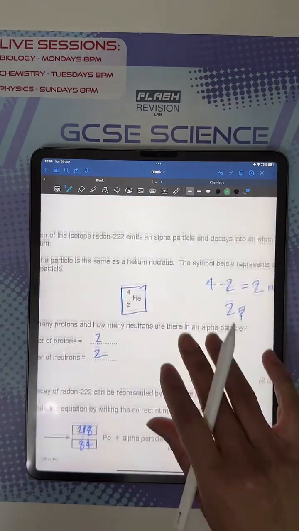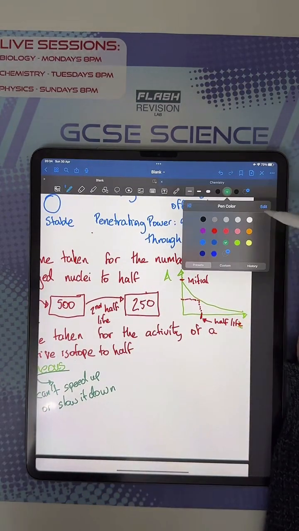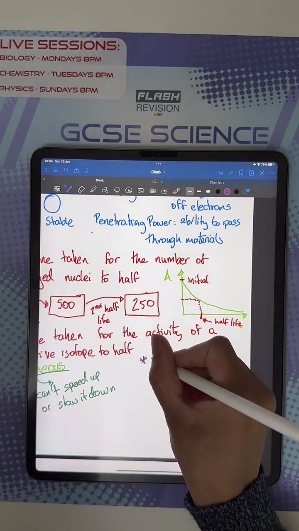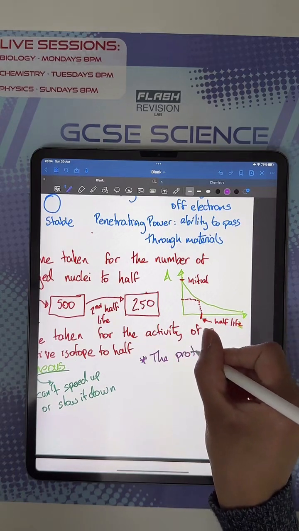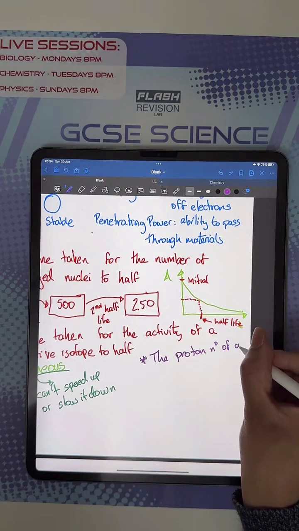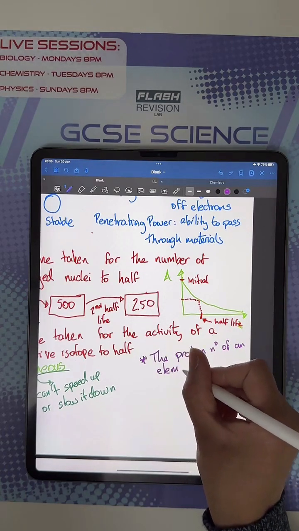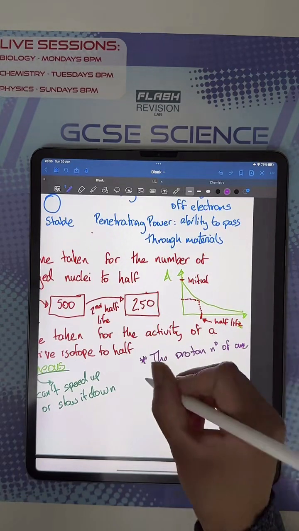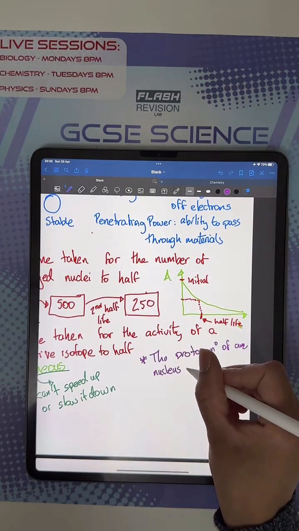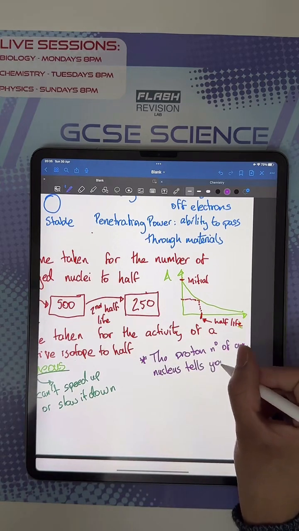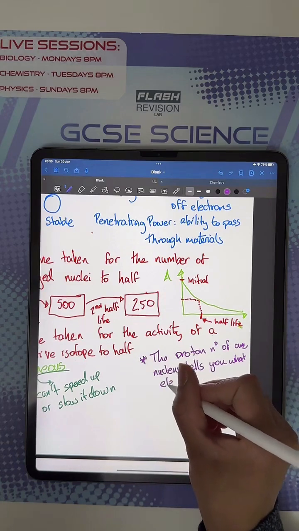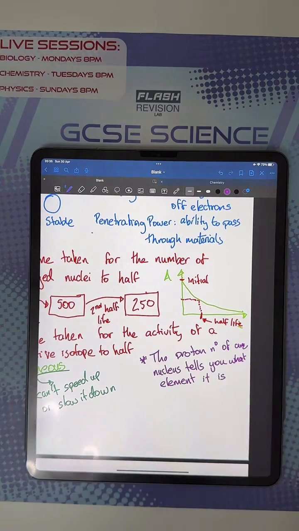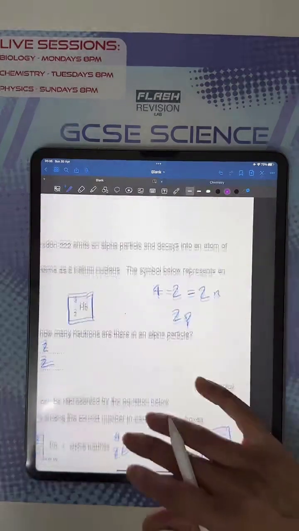Let's write this down in our notes. The proton number of a nucleus tells you what element it is. So if the proton number ever changes, the element is going to change. Okay, so that's one thing to remember.